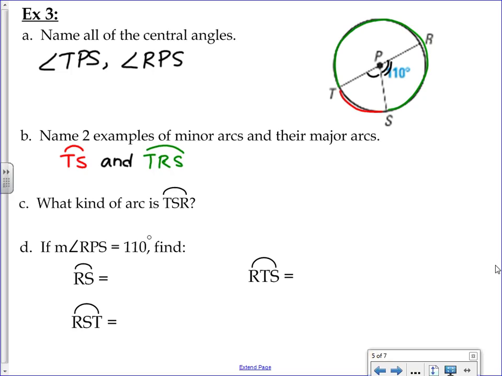Let's look and see where else we could label that. Well, I can switch gears and come over here and talk about minor arc SR. So then its major arc would be the rest of the circle, which could be RTS. That would be the other example of a minor arc and its major arc.